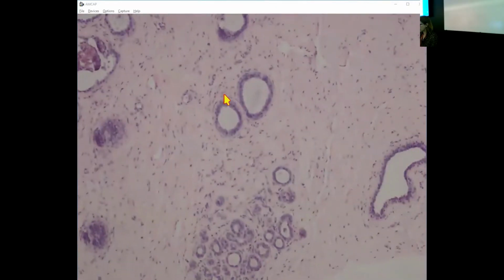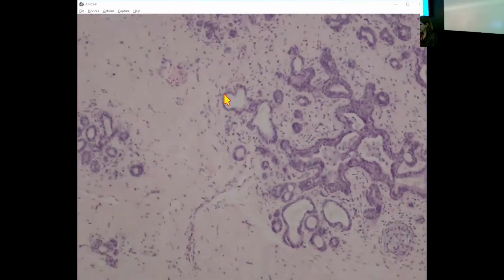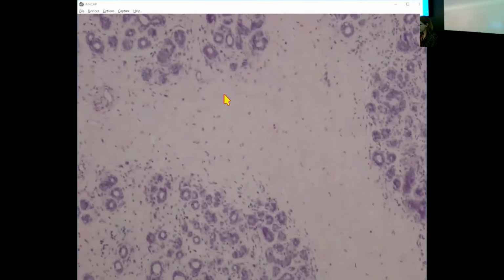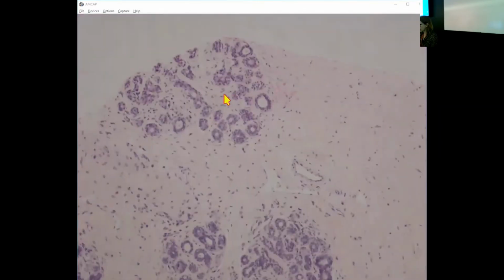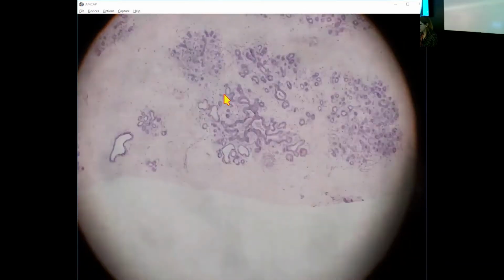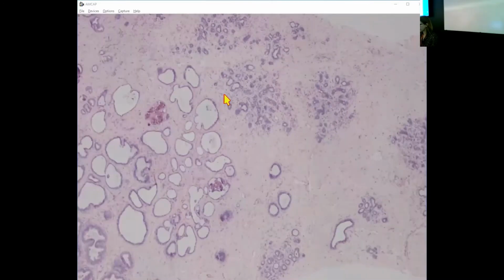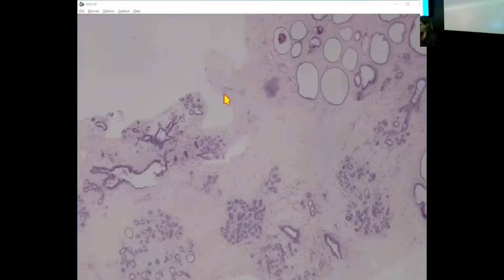This would be the sort of case where you'd always look around carefully to see if there's any lobular neoplasia of any sort, or tubular carcinoma. So just an easy starting lesion, columnar cell change. Please feel free to ask questions as we go.